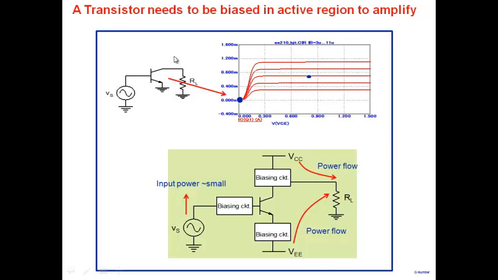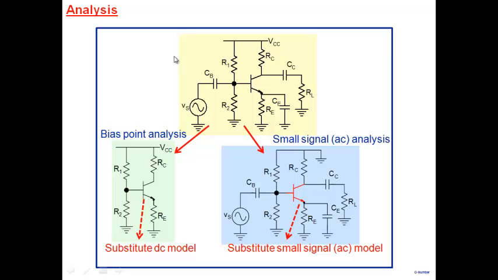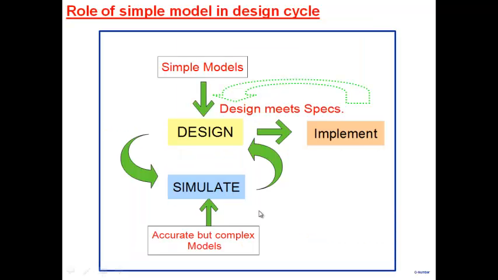All right. Analysis. But two parts of analysis. So the moment you have biasing, then you have two kinds of signals. I mean, two kinds of voltages: a bias voltage, and on top of that, a signal. And therefore, the analysis is also broken in two parts here: bias point analysis and small signal AC analysis, right? So you substitute the DC model, you substitute the small signal AC model in order to carry out the analysis.